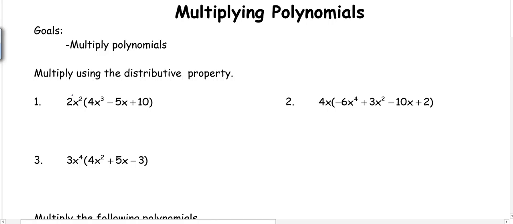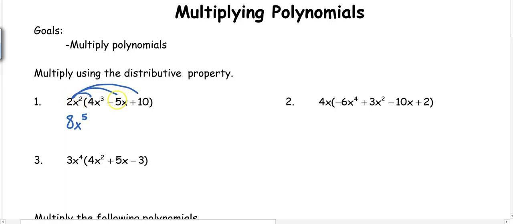When you multiply, your coefficients, so the numbers in front of your variable or by themselves, get multiplied, and your exponents are added together. So in number 1, I'm going to distribute 2x squared to all three terms. So 2x squared times 4x cubed. 2 times 4 is 8x, and then we add our exponents. So we have 2 plus 3, which gets us 5.